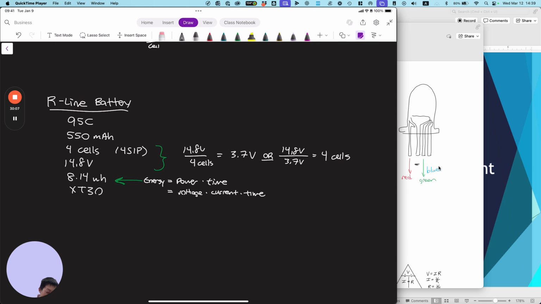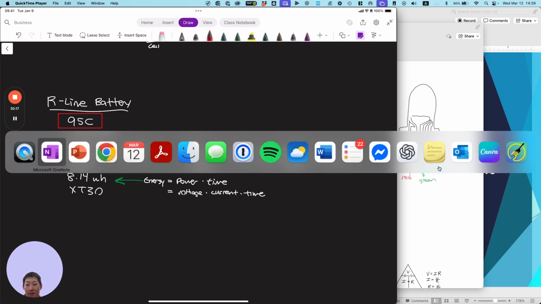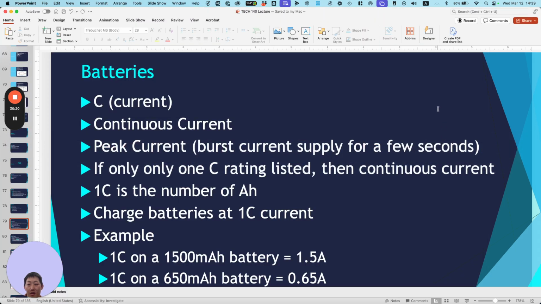All right, this is the one I want to focus on right here. This 95C is related to the amount of current the battery can provide. So current, if you recall, is how many electrons flow through a given point. It's like having a wider river versus a narrow river. You have more water that can flow through a bigger pipe versus a smaller pipe.